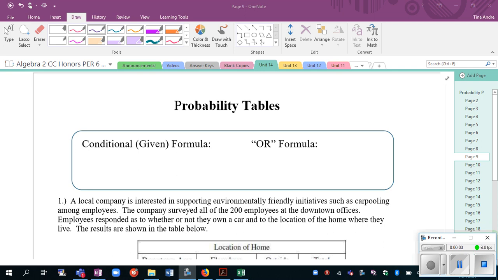In this lesson, we're going to look at probability tables. Before we do that, I want to talk about two different formulas. The first one here is the conditional probability formula, which really means a given.